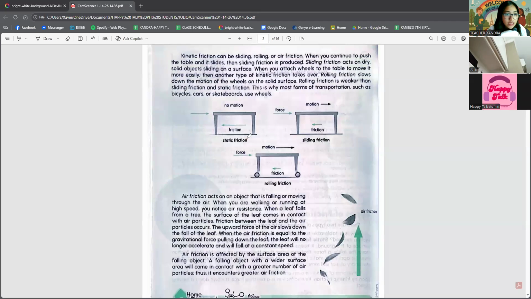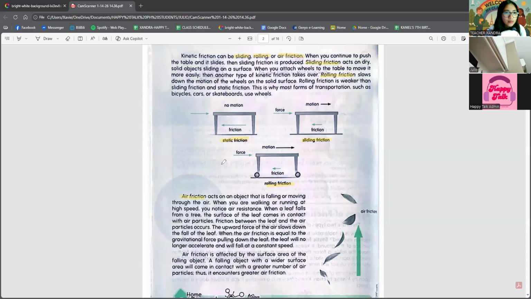Okay, we have the static friction, the sliding, the rolling, and the air. I'll just highlight it.